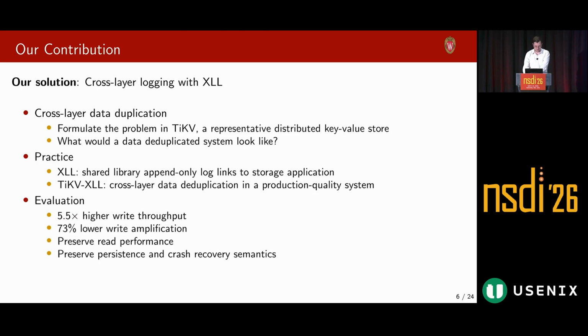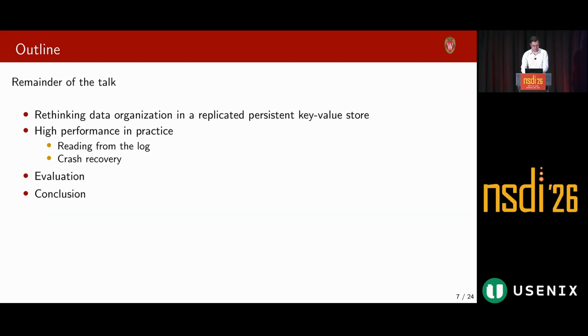We'll finish with an evaluation showing that we achieve 5.5 times higher throughput on write-heavy workloads, 73% lower write amplification, all while preserving read performance and preserving the persistence and crash recovery semantics. So for the rest of the talk, first we'll look at data organization in a replicated persistent key value store and rethink that a little bit. Then we'll look at some of the high performance and practice considerations, especially how do we read data from our log and then crash recovery. We'll finish with an evaluation and brief conclusion.